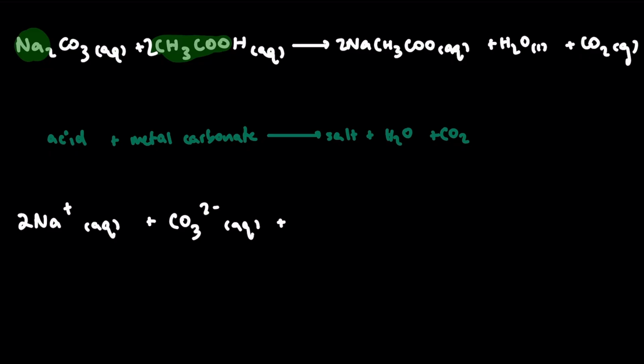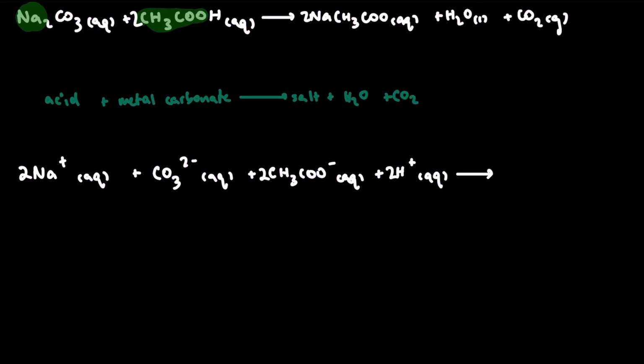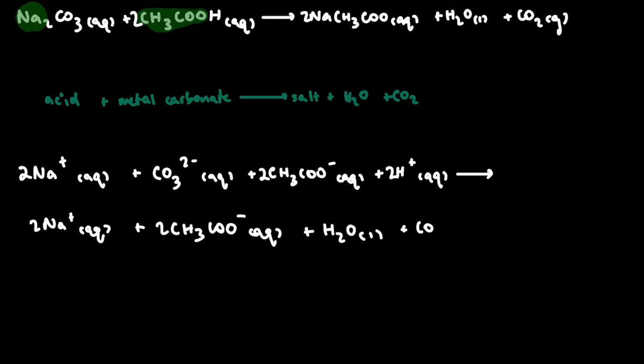Then I'm going to do the same thing with the acetic acid. So CH3COO minus plus H plus, remembering to put a 2 in front of both of them because there's 2 of the whole molecule. And now I'm going to do the same thing to the product side. On the product side, I will simply have 2 Na pluses as well as 2 ethanoates, so 2 CH3COO minus, and we're going to leave the water and carbon dioxide as is because those aren't aqueous.